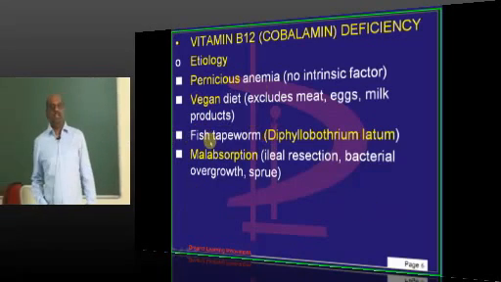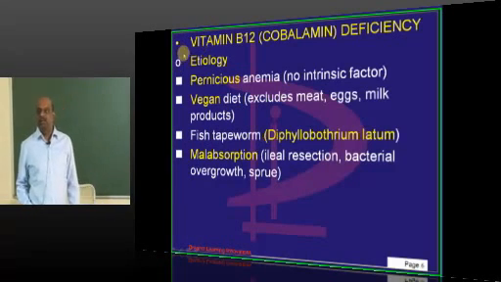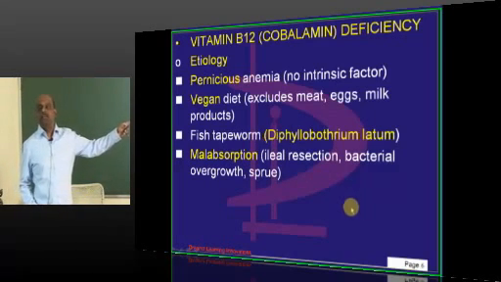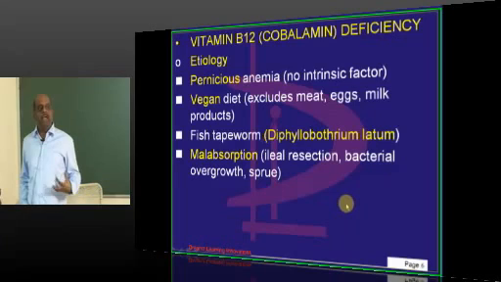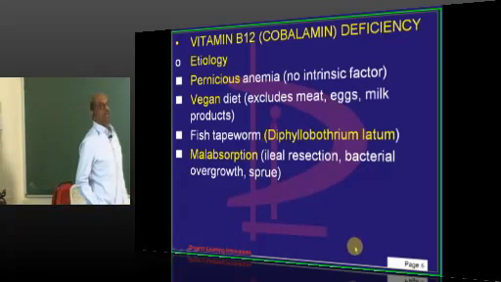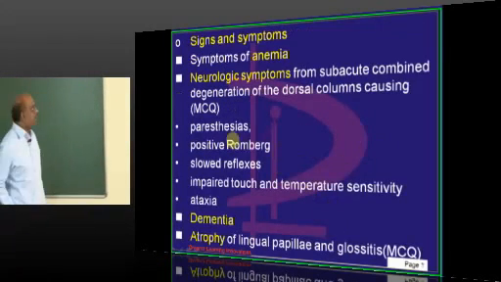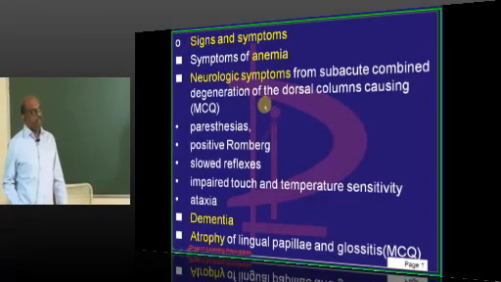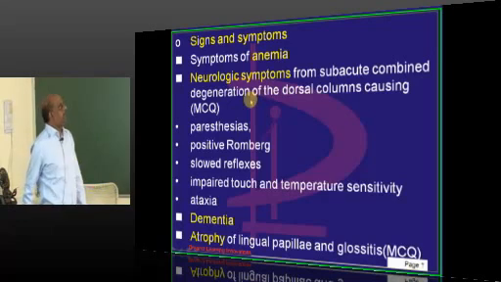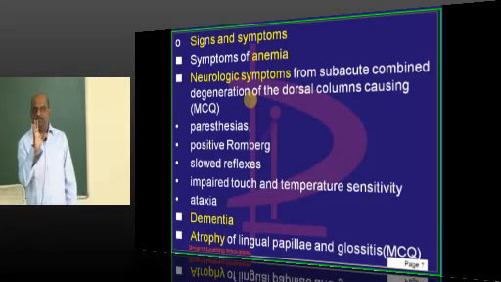Any vegan diet, Diphyllobothrium latum, which is the fish tapeworm, and any ileal resection, because the terminal ileum is the place where vitamin B12 absorption occurs. Any bacterial overgrowth or celiac sprue-like malabsorption disorders, there is a development of vitamin B12 deficiency. So how will a patient of vitamin B12 deficiency typically present, doctor? If you see one patient, you will not forget.